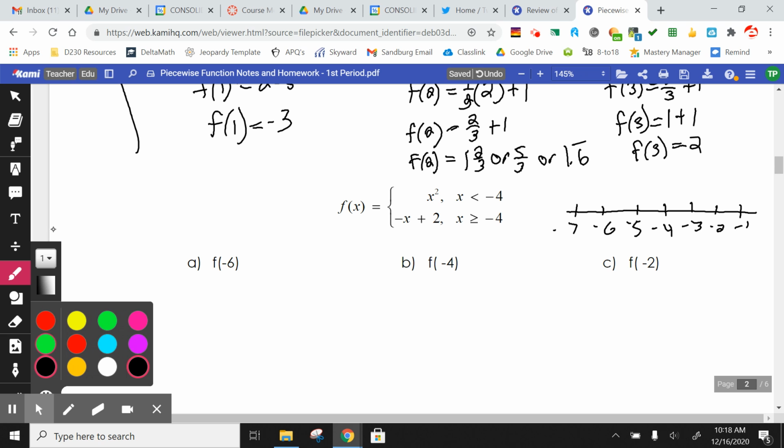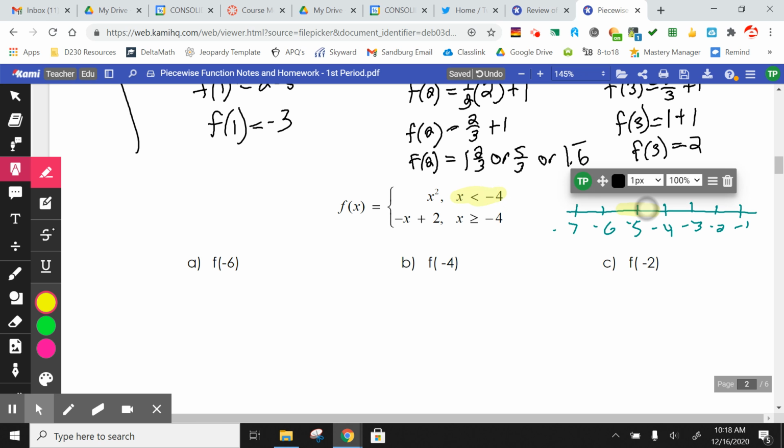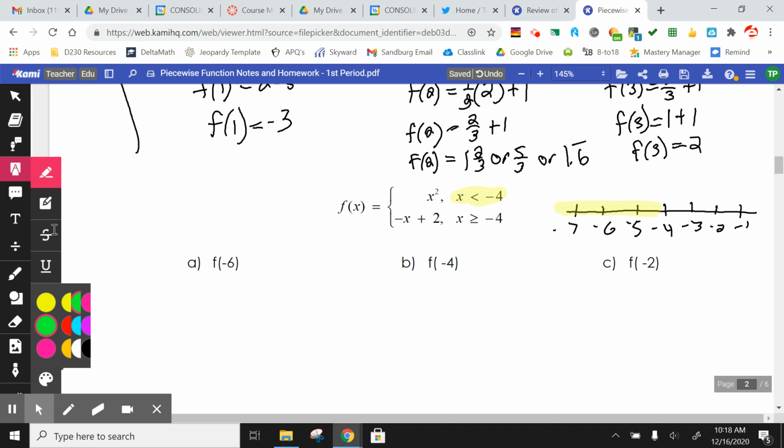Look at the intervals that you're given to work with. So I'm going to use x squared whenever I have an x value that is less than -4. So let's do it this way so we hopefully understand. If x is less than -4, that's all of these values, because these are the values that are less than -4. If x is greater than or equal to -4, so equal to and then anything to the greater than side, we're going to use the second part of that function.